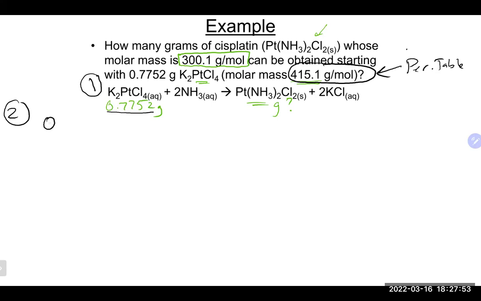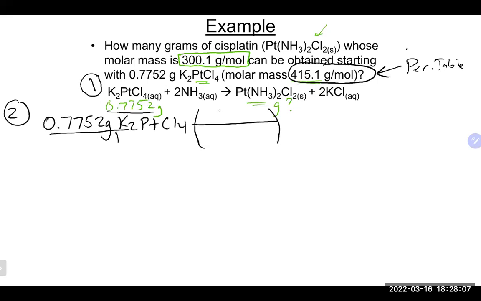So we will do our first step, which is 0.7752 grams of this guy here, using that molar mass like we've done previously. Again, we're starting with grams, which technically are up on top, so on the bottom should go grams so that they cancel. And up on top would be our moles of K2PtCl4. Again, the grams here will cancel.